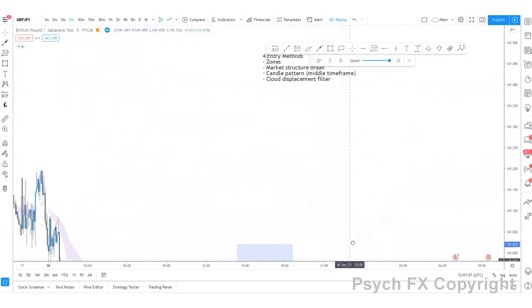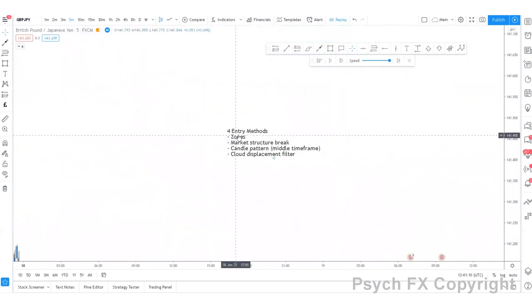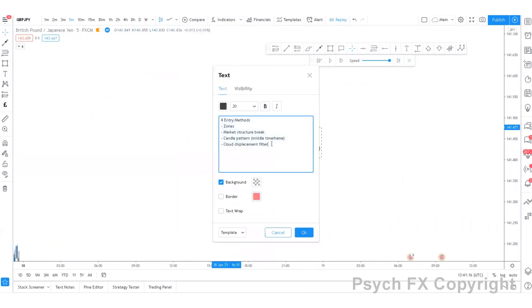Those are literally the 4 ways that you are going to focus on. Either have a zone, as I've shown you here, the market structure break, the candle pattern on your middle time frame, or the cloud displacement filter. Stops below the zone being traded.